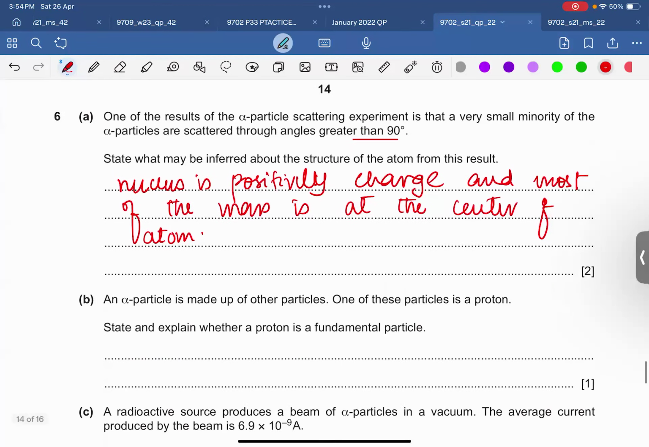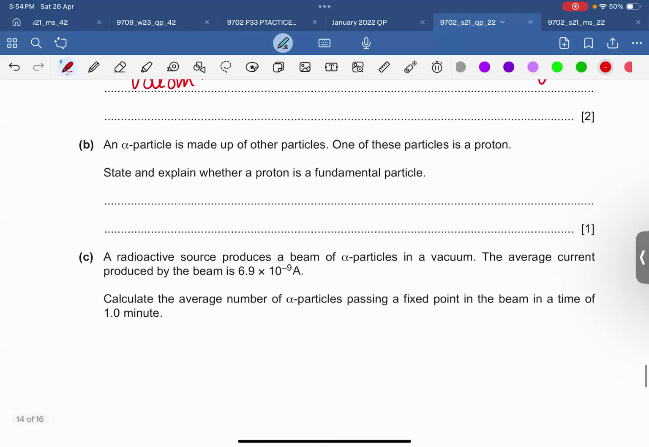An alpha particle is made up of many other particles. One of these particles is a proton. State and explain whether a proton is a fundamental particle.